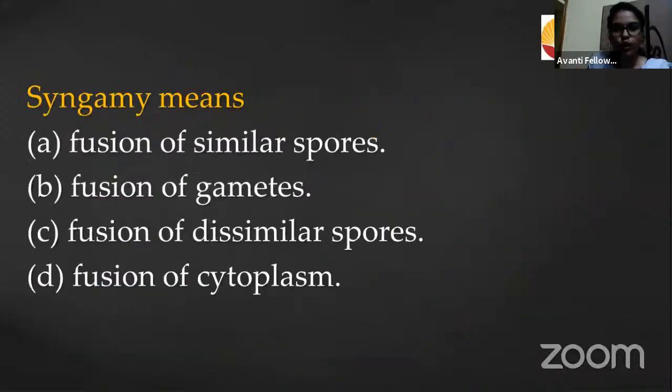Okay. So what do you mean by syngamy? Fusion of similar spores, fusion of gametes, fusion of dissimilar spores, fusion of cytoplasm. I'm launching a poll for this.